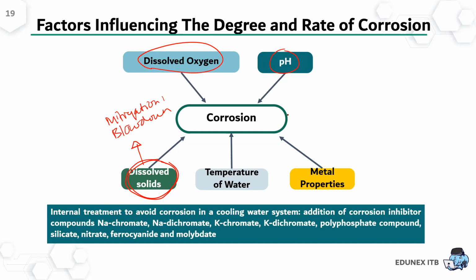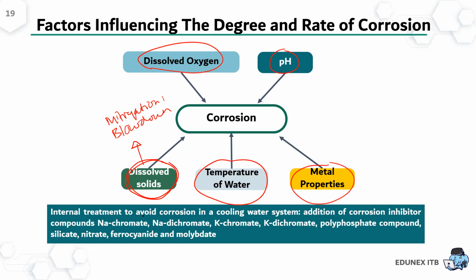So the next one is temperature. The temperature of the water is also very important. The increase of temperature will contribute to an increase in the number of active centers of corrosion on the metal surface, and it will promote or facilitate the acceleration of the development of the corrosion process. So it is necessary to mitigate this issue as well. And also the metal properties, the materials that are used in the cooling water system are also very important.